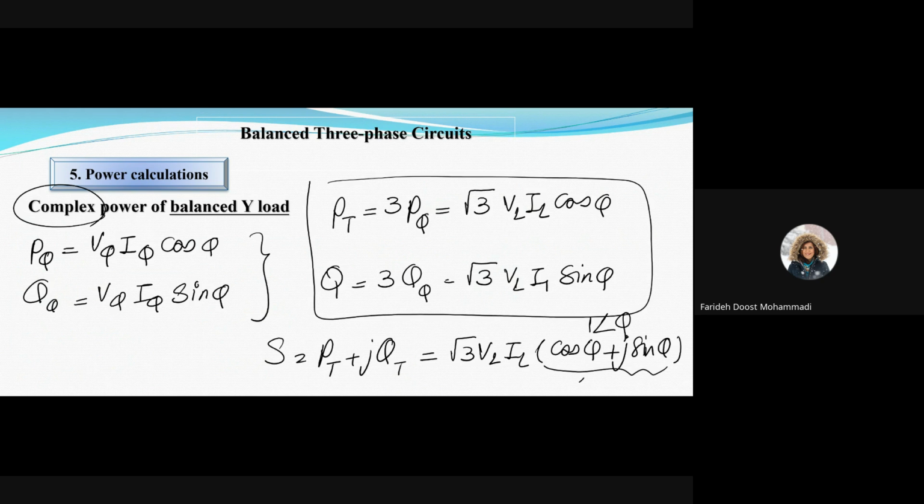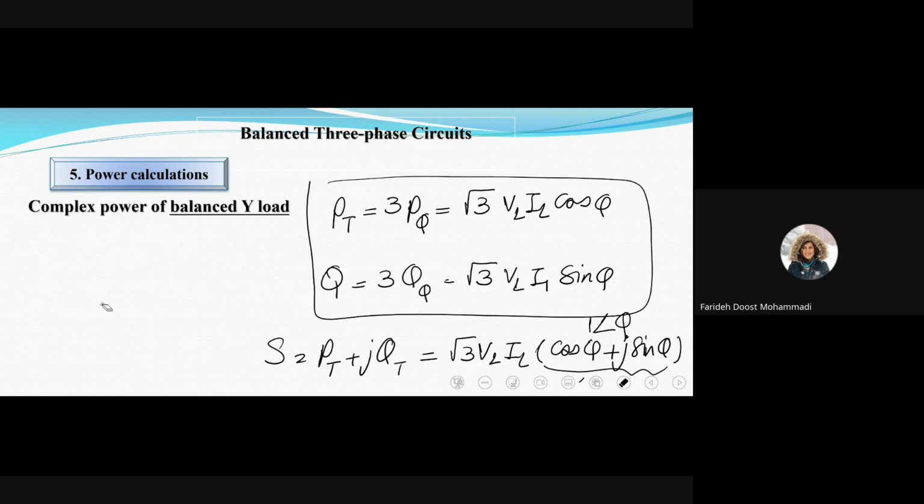So if I need the complex power, S would be equal to radical 3 VLIL with an angle of phi, or I can also explain it as 3 V phi I phi with an angle of phi. Either way, I have a correct answer.